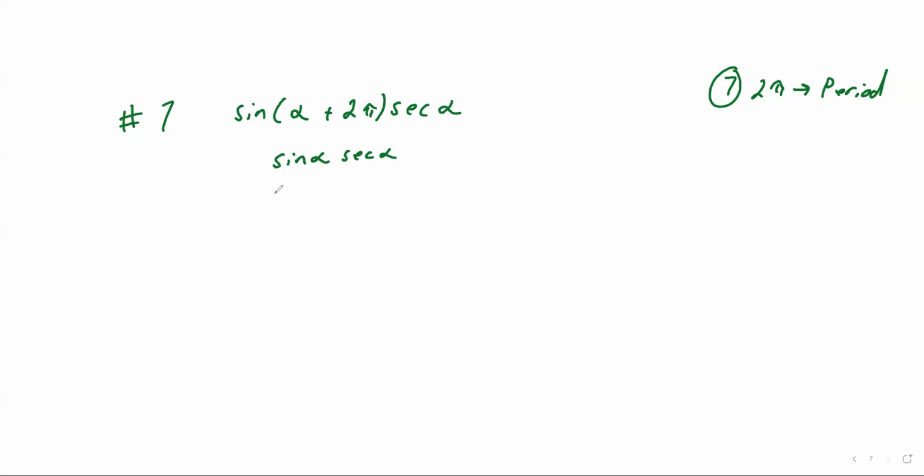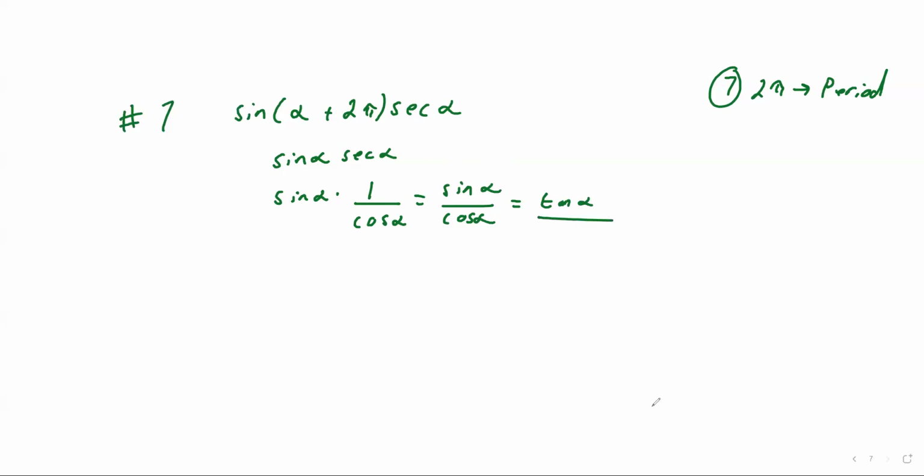And when I do that, I now get sine alpha times 1 over cosine alpha. And then I'll multiply these two across. I can't cancel anything, so I'm just left with sine alpha over cosine alpha. And again, I was able to do this using the reciprocal identity. And hopefully now that you see it in this way, you're starting to go, well, that's a quotient identity of just tan alpha. And there's your answer right there.